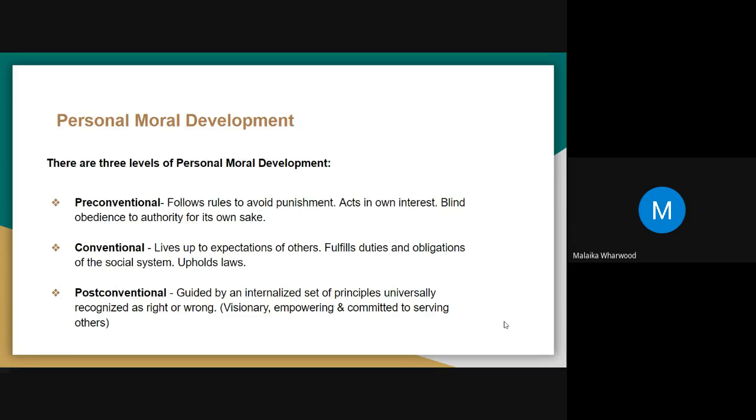But according to the book, most adults operate at level 2. Some may not even have advanced from level 1. But the important thing is that leaders can use an understanding of these levels to enhance their own and even their followers' moral development.